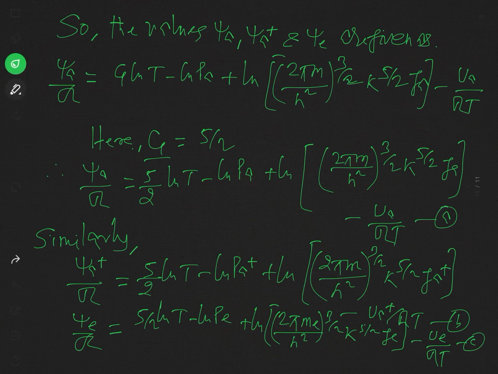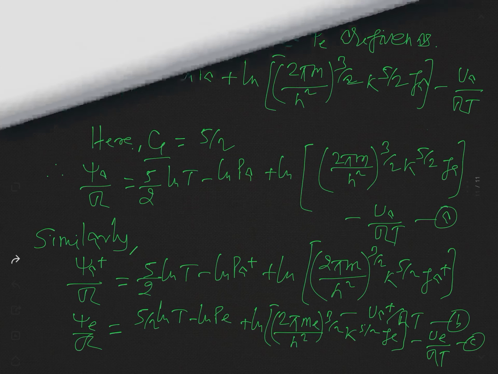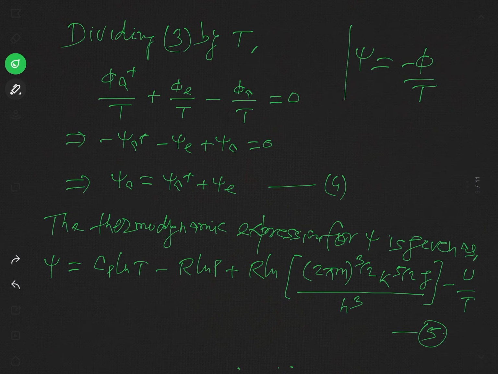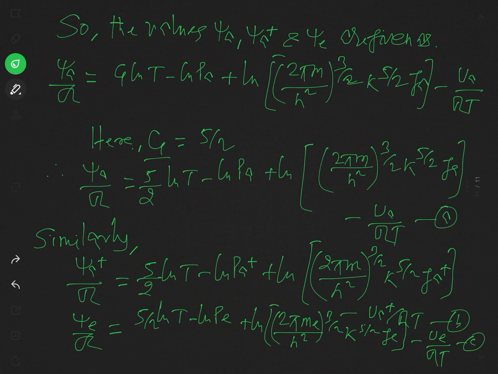Now we have defined this quantity psi over R for the three species of our ionized gas, that is electron, ion and neutral atom. Now we will put these values in equation number 4. See this equation 4. If we put all those values in equation 4, what will we get? See here.